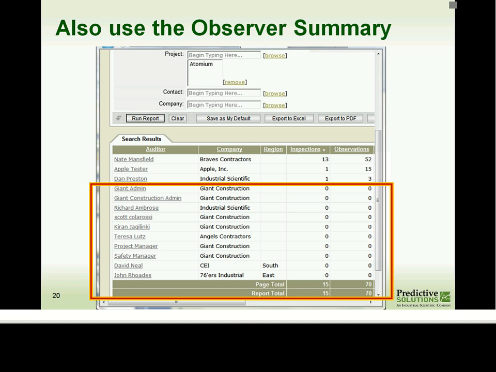So the quantity of observations truly does influence the risk that we see. If we can increase the number of observations, we get more eyes out in the field, more people walking the shop floor, we're going to influence the probability of people getting hurt.